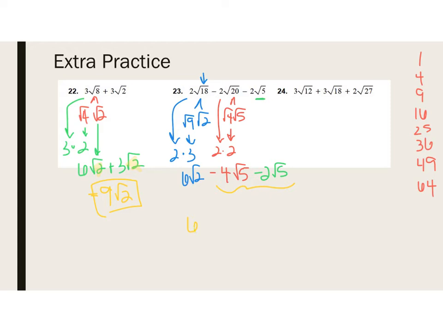So the 6 square root of 2 is just going to hang out front, and then I have a negative 4 square root of 5 and a negative 2 square root of 5, which together make a negative 6 square root of 5, and that's your answer. Those cannot be combined. You can't combine a square root of 2 and a square root of 5.